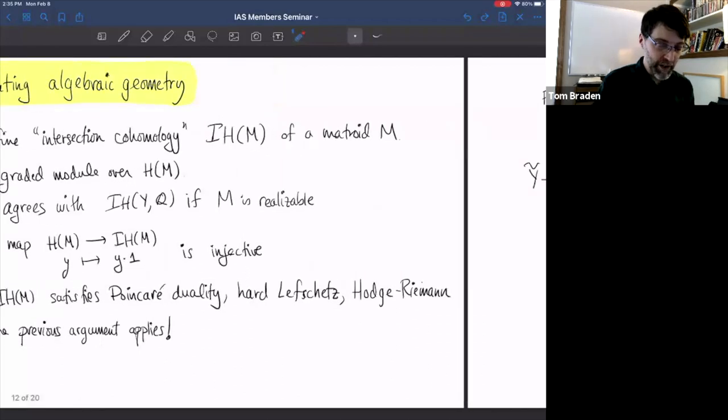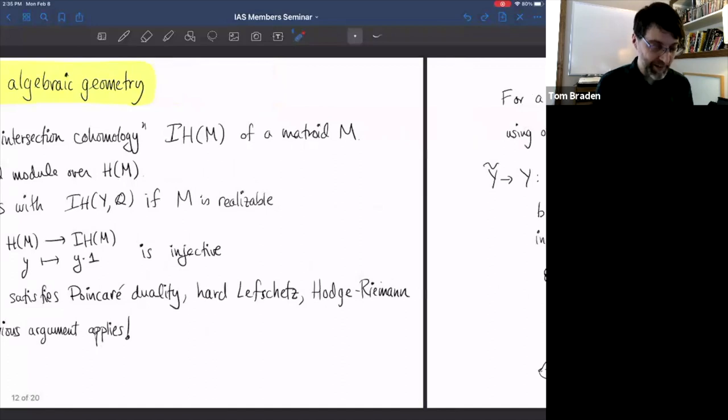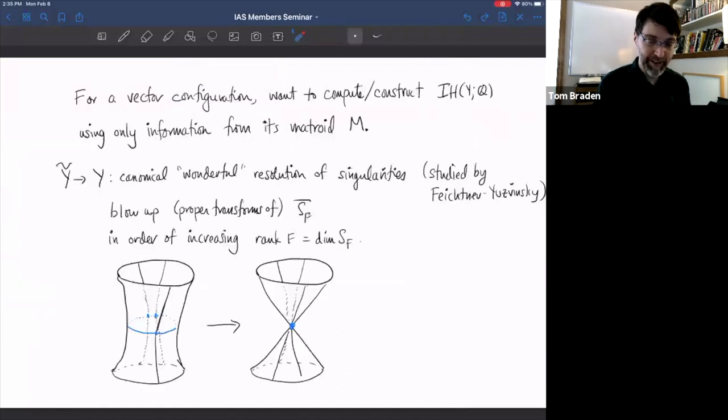Okay, so as I said, you want to compute or construct this intersection cohomology module as a module over the cohomology, but only using information that's associated to the matroid. So I'm not allowed to, I can imagine a fictional variety, but I can't actually use it.